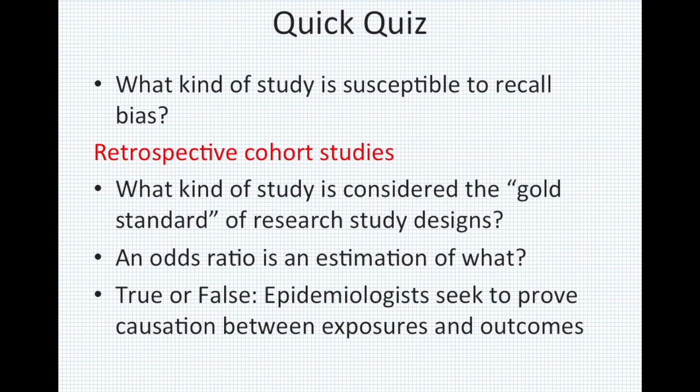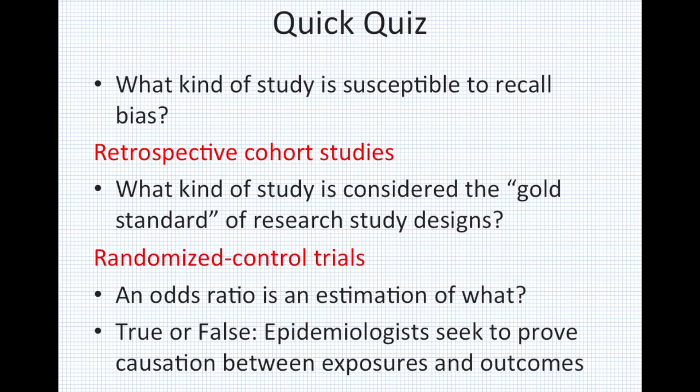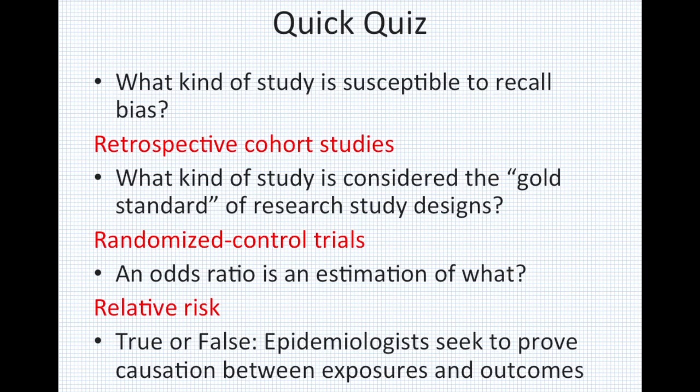Next, what kind of study is considered the gold standard of research study designs? Randomized control trials are the gold standard of research study designs because they provide the most accurate comparison of a treatment group and a control group. Next, an odds ratio is an estimation of what? An odds ratio is an estimation of relative risk. They are not calculated the same, but they are interpreted somewhat similarly.